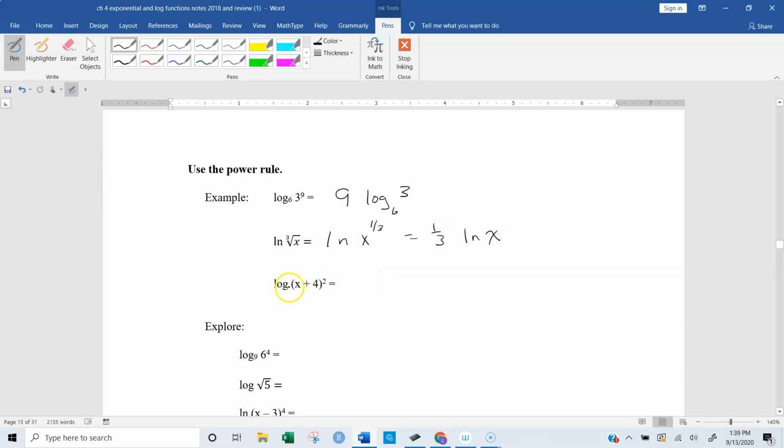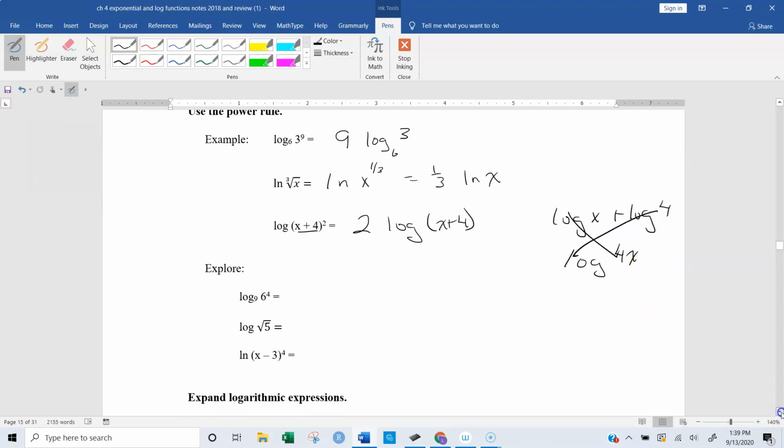This time the 2 comes in front. x plus 4 is 1 unit. We cannot distribute through an addition sign because remember, we're actually working with exponents, right? So this just means 2 log of x plus 4. And that is finished. You cannot do anything else. So doing this actually means multiplication. If I was going to put that back together, that would be log of 4x, and that is not the same as x plus 4. So these two are not identical. Okay, pause and try yours.